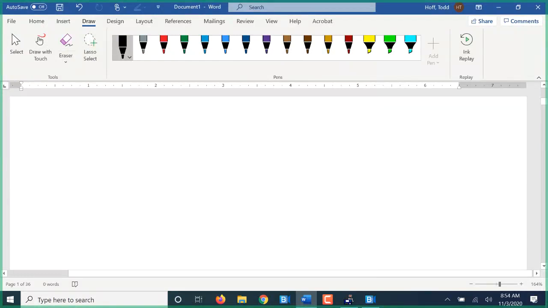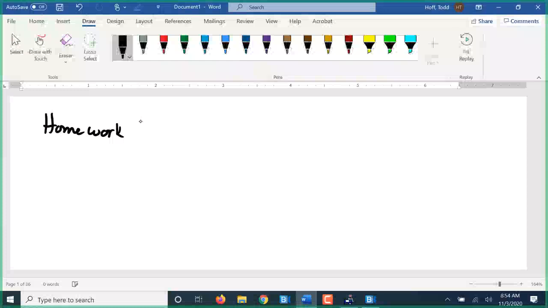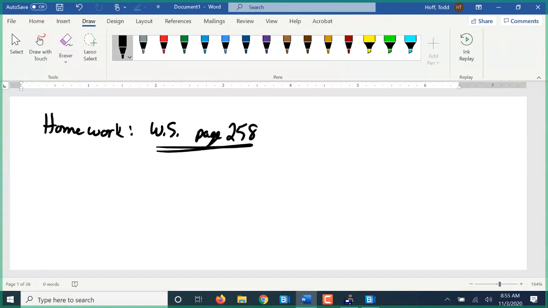Well, I think that's about as far as my voice is going to hold out for the day. So on Blackboard, there is a worksheet. I believe it's listed as page 258, yes. That has equations with decimals and fractions in it. Feel free to use whatever method works well for you if you want to get rid of the fractions or work with them.